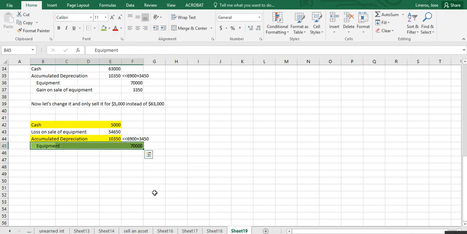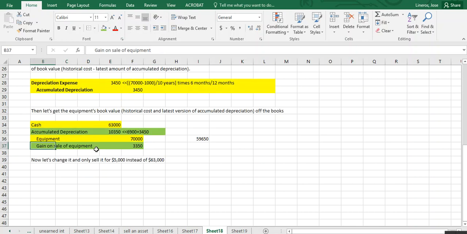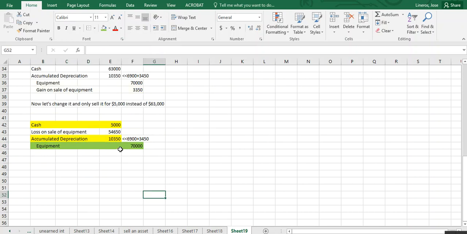If you'll notice here, we did the exact same thing before, took it off the books with a credit. And then, of course, the difference between the cash we took in and the net book value, which in this case, again, remains 70,000 minus 10,350, is the 54,650. So here we have actually a loss on the sale of the equipment.